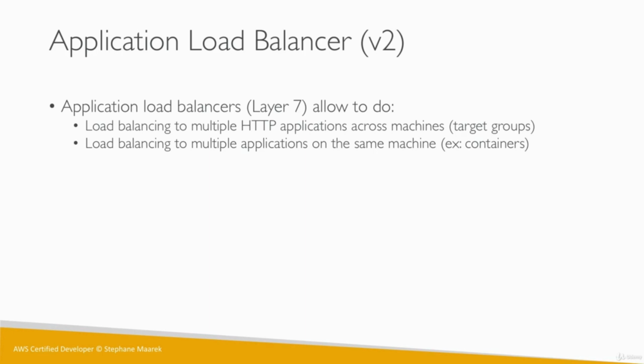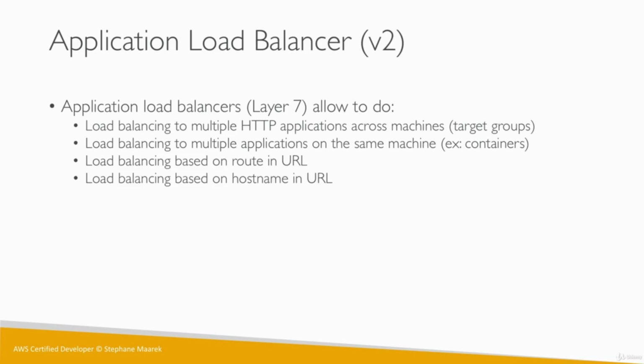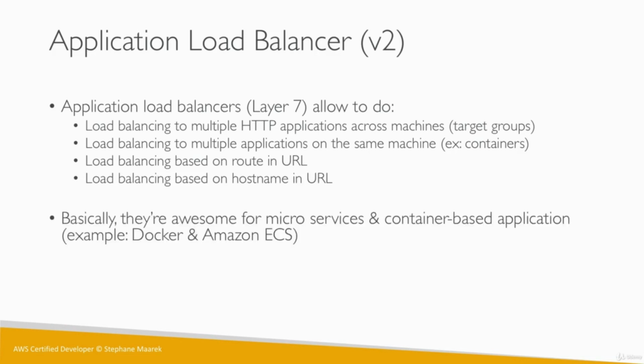They will say, we need a load balancer, we need something to load balance across the same application running on the same machine. How do we do this? And the response is an application load balancer. Finally, you can load balance based on the route in the URL, or you can load balance based on the host name in the URL. So they allow for greater flexibility. Overall, I think application load balancers are a great fit for microservices and container-based applications, for example, Docker and Amazon ECS, but also for Amazon EC2, as we'll see in this lecture.